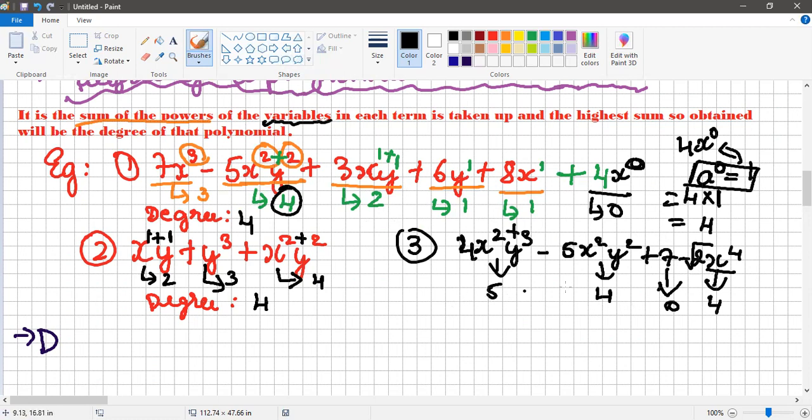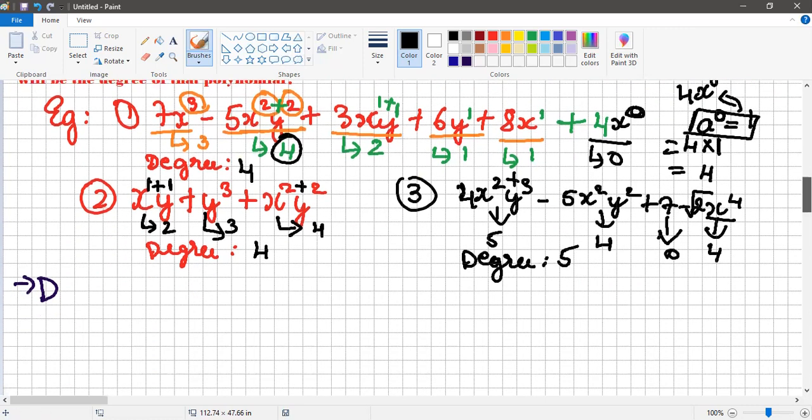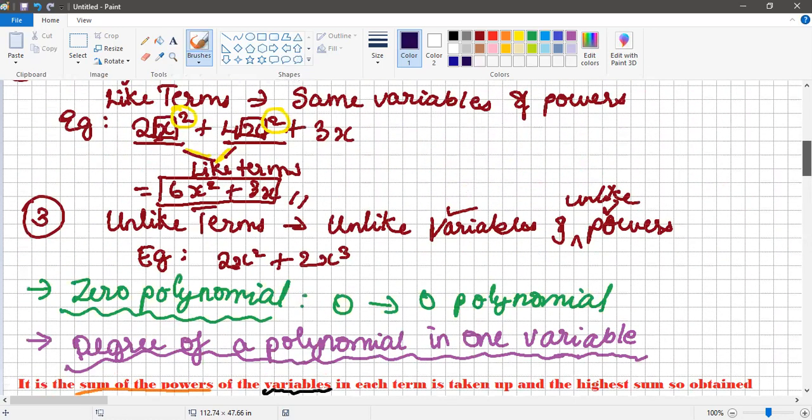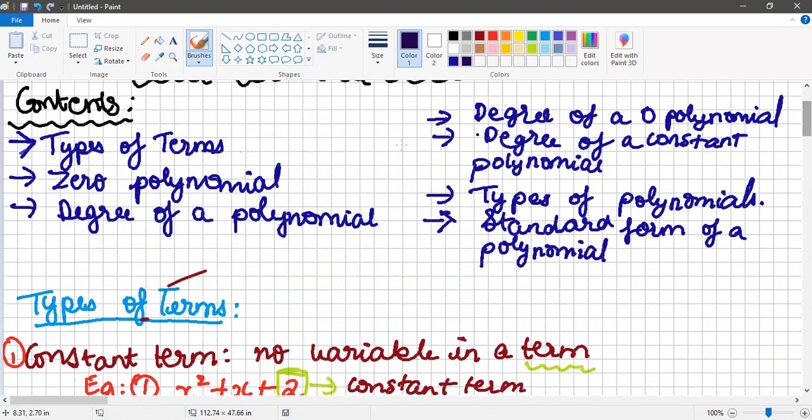So here 5, 4, 0, 4. So what is the highest degree here or the highest sum? Of course, it is the 5. So therefore the degree is 5 because 3 plus 2 is equal to 5. Clear? I hope it is clear. This is a very easy thing, okay? Nothing hard. So next, let's move on to the next topic here, which is nothing but the degree of a zero polynomial.